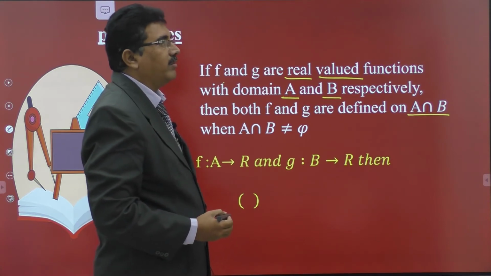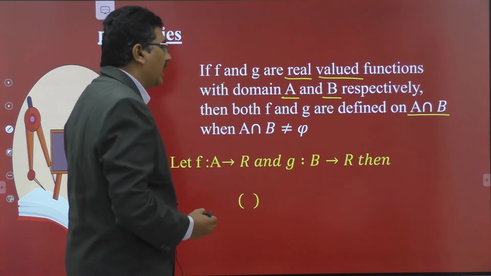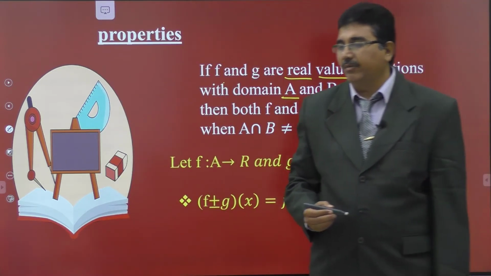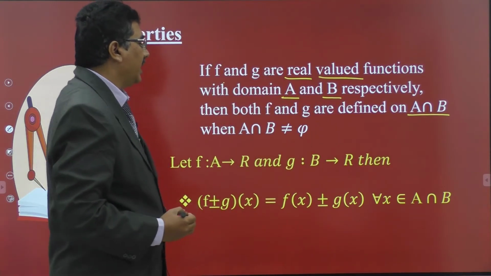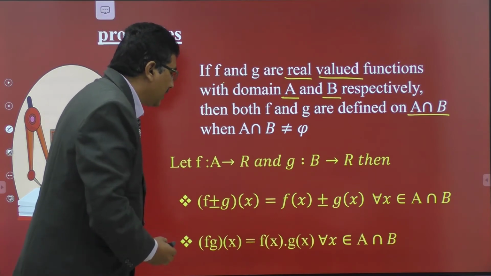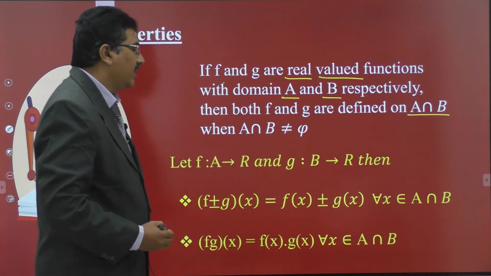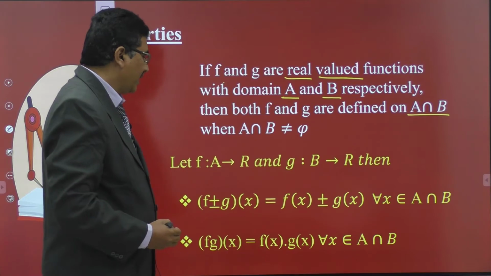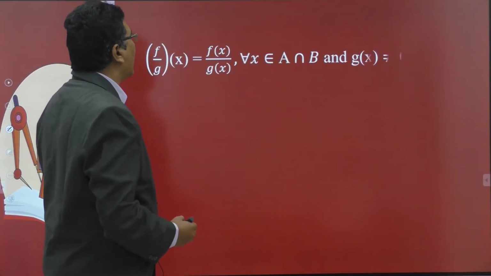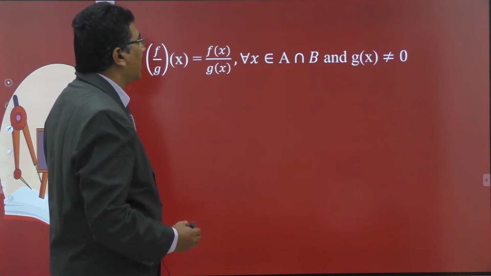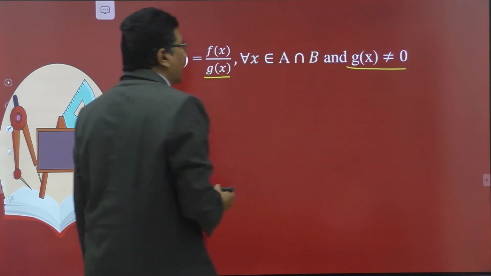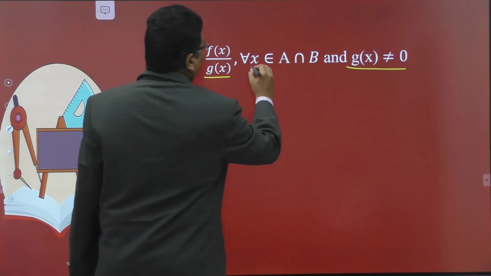Let f mapping from A to R and g mapping from B to R, then (f plus or minus g)(x) is equal to f(x) plus or minus g(x) for all x belonging to A intersection B. Now (fg)(x) is equal to f(x) into g(x) for all x belonging to A intersection B. Now see more operations on these functions. (f by g)(x) is equal to f(x) by g(x), provided g(x) is not equal to 0 and x belongs to A intersection B.